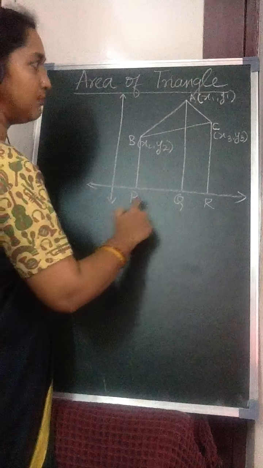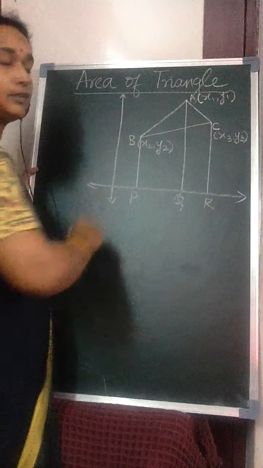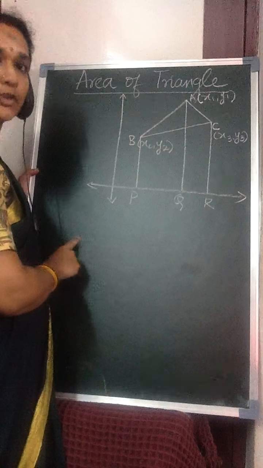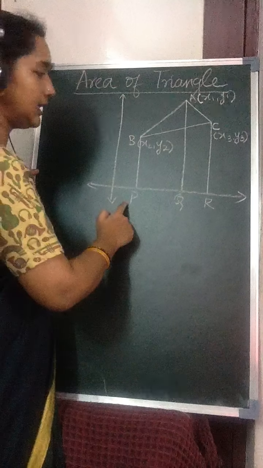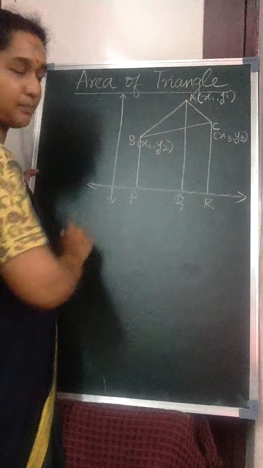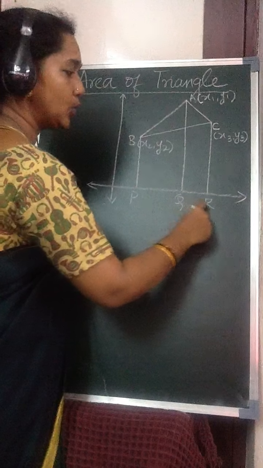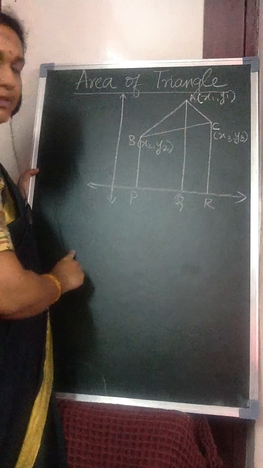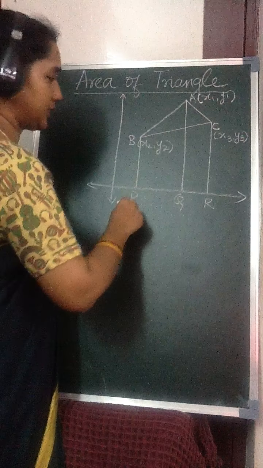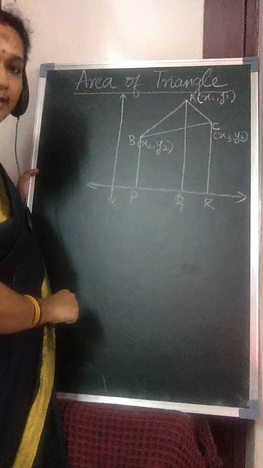If you take PBQA, you can say that it is a trapezium. That is, one pair of sides are parallel. So we will say that as trapezium PBQA. This is one trapezium. Then you take this one also, AQRC. This is another trapezium. So you add these two trapezium and you subtract this part of the trapezium. You will get the area of the triangle.